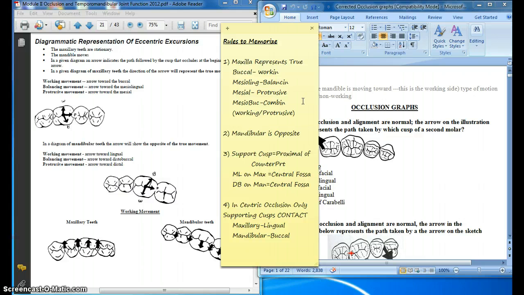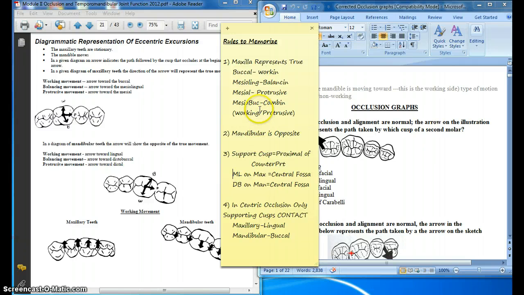If it's going mesiolingual, it's the balancing side. Mesial is protrusive. Mesiobuccal is a combination of working and protrusive. And then for the mandibular, all those are just the opposite. So for instance, for the mandibular, mesial would be the working. Distal buccal would be the balancing. Distal would be protrusive. Distal lingual would be the combination of working and protrusive. So those are the 2 things that you have to memorize right off the bat.